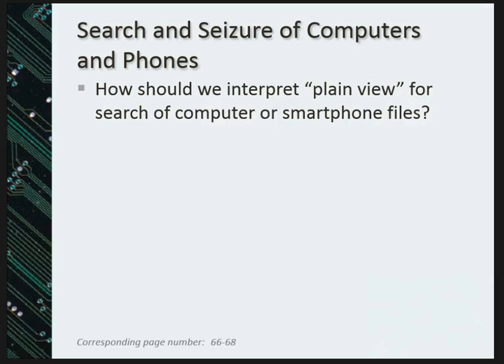How should we interpret plain view for search of computer or smartphone files? The Ohio Supreme Court ruled that searching an arrested person's phone without a search warrant is unconstitutional. But California's Supreme Court ruled that search of a cell phone was permitted because the phone was personal property found on the arrested person. Eventually, a case raising this issue will be heard by the United States Supreme Court.